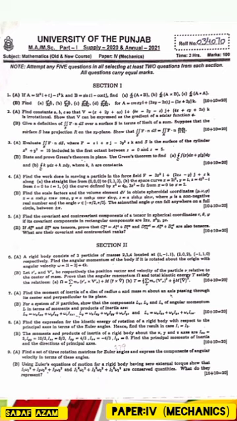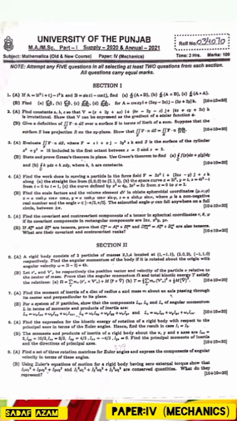Question number 5a. Find the covariant and contravariant components of a tensor in spherical coordinates r, theta, phi, if its covariant components in rectangular coordinates are 2xz, x²y, yz. B. If A^{pq}_r and B^{pq}_r are tensors, prove that C^{pq}_r is equal to A^{pq}_r plus B^{pq}_r and D^{pq}_{r}{}^{s}_{t} is equal to A^{pq}_r times B^{s}_{t} are also tensors. What are their covariant and contravariant ranks?